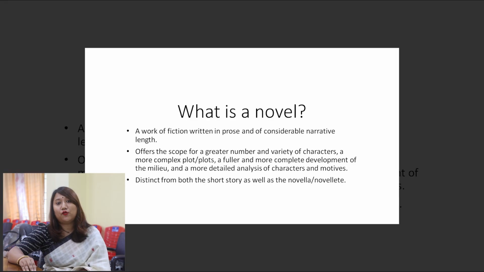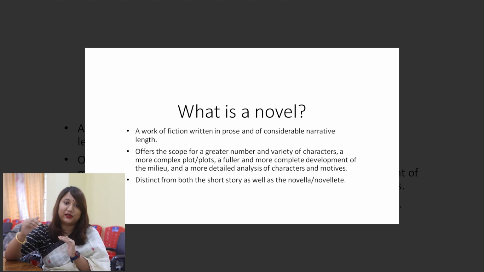Now before going on to discussing the history of the novel, we should first understand what a novel is. And as students of literature, we will have to be very technical in our definition of the novel. Novels are extended works of fiction written in prose. So you can say it's a work of fiction which is written in prose and which is of considerable length. That is its primary feature.